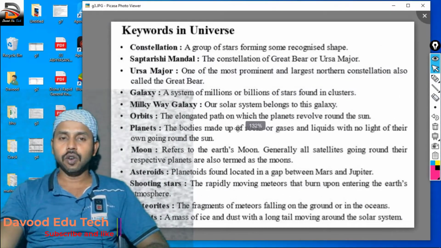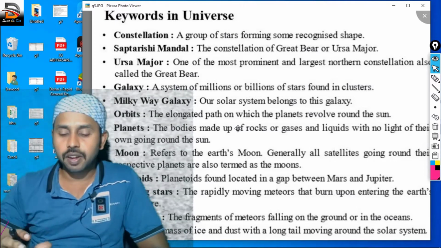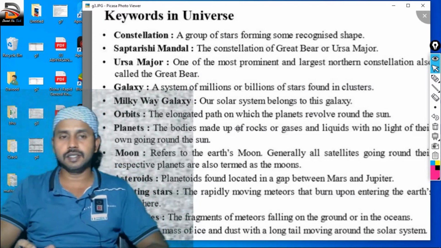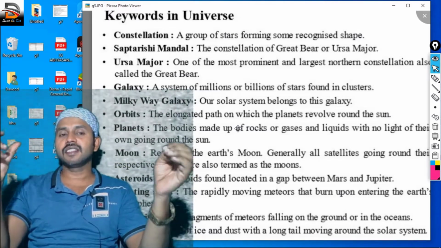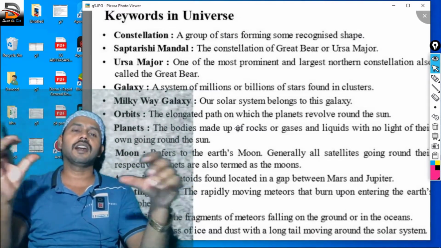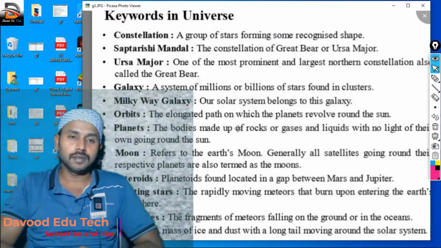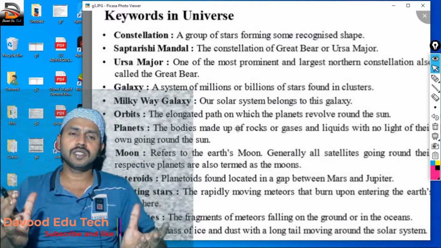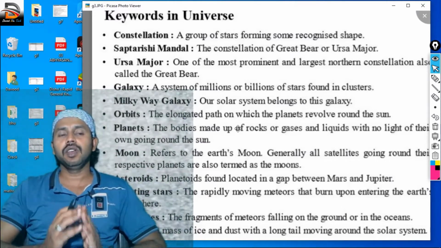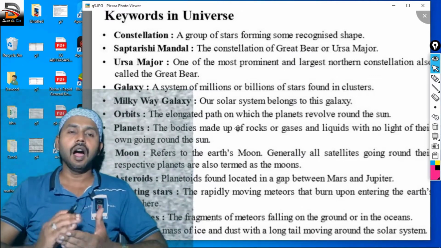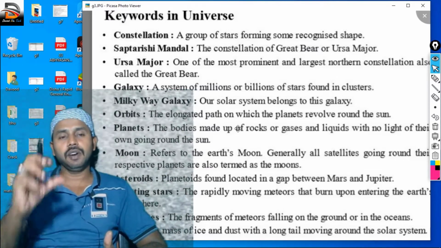So in the universe, we know a number of keywords. Universe means lots of stars, Milky Ways, galaxies, orbits, planets, moons, everything we simply call the universe. The universe is huge, that means we can't fully explain it. It is a very huge body, that means it is limitless. That's why in the universe we have a number of items.